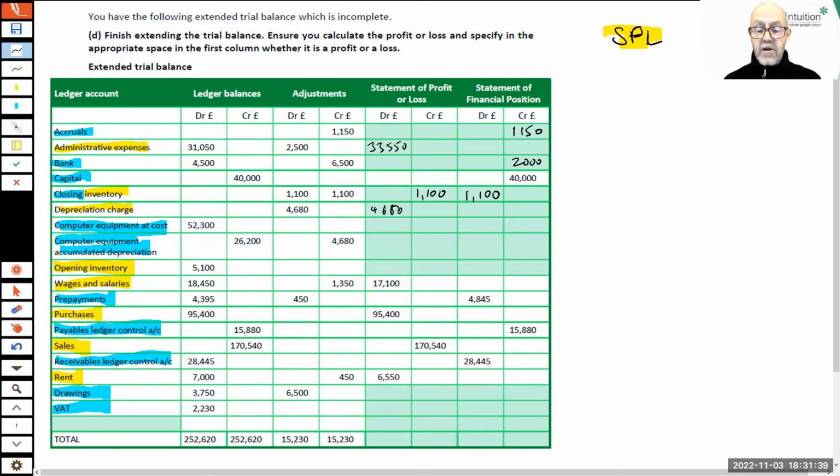Computer equipment at cost is an asset. My pen seems reluctant to write. Has anybody got any electronic ink? I think I'm running out.